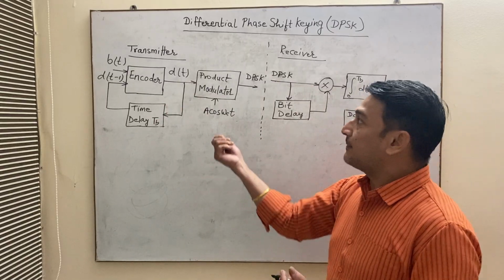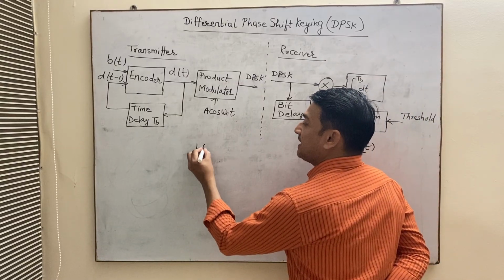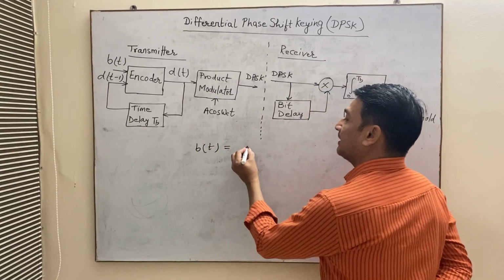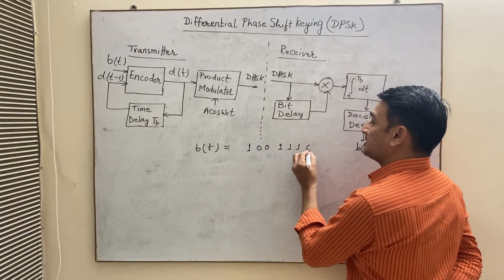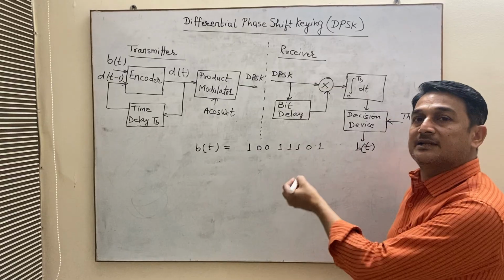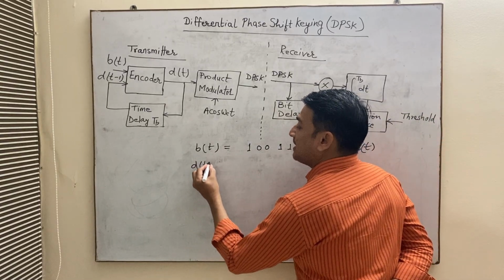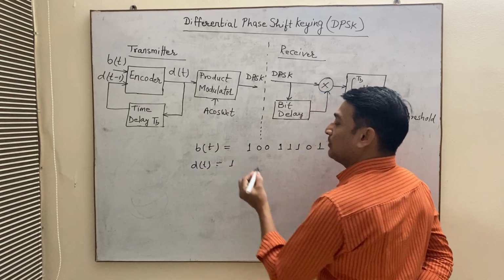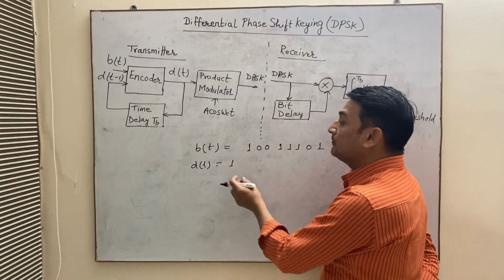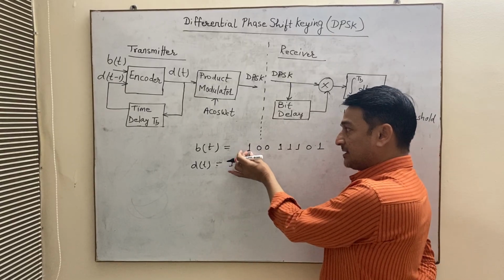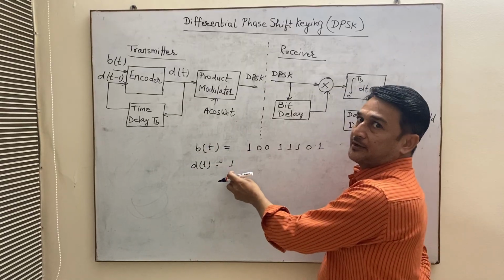Now we will take an example and understand the concept of transmission. Let us say a bit sequence BT. Any bit sequence we can take. Let us say 1 0 0 0 1 1 0 1. Let us say this is the input data. For the output dt, for the first bit we need to take any arbitrary value. Let us say 1. So now this 1 and the first bit of the bit sequence will be XNORed.